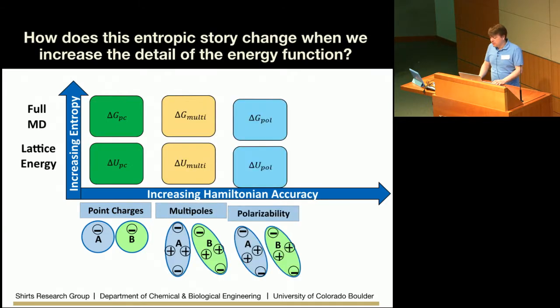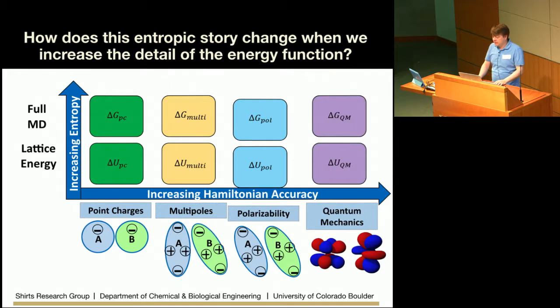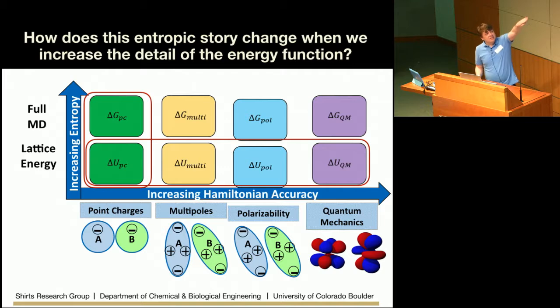So you could go to multipoles, polarizability, which people are certain that you need at least that level to get good predictions, or all the way to quantum mechanics, which some people are doing too. They're doing DFT on many of the structures they generate. So this is what I've talked about. We have a good sense of how to do this. People have been studying this direction for a while, just for lattice energies increasing.